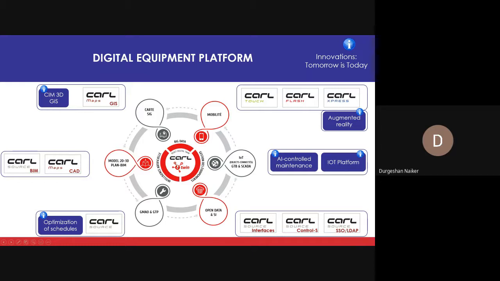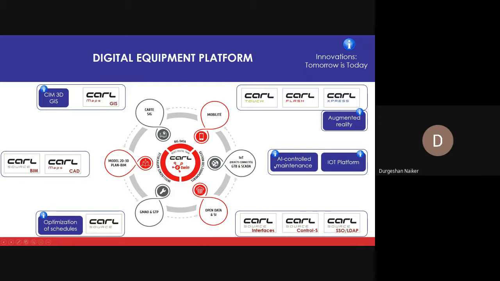And the data is here. How it becomes intelligent in this digital twin is because we have all sorts of mobility solutions: Carl Touch, Carl Flash, and XPRESS. It brings data through it. Also, we have augmented reality, whereby you can wear the glasses and read all the manuals so that you can see what assets are where and then do the work. So it brings lots of data here.